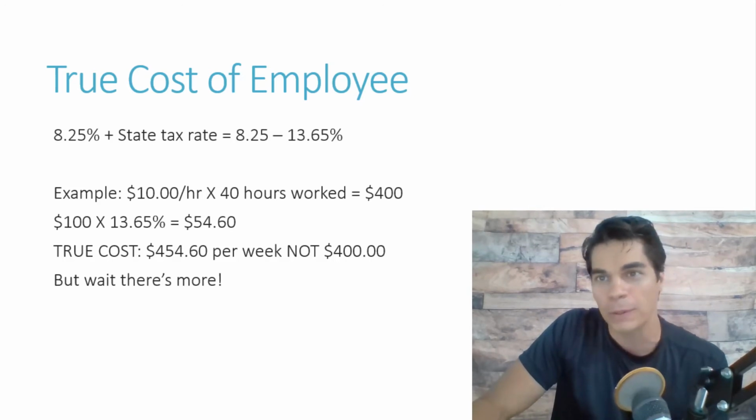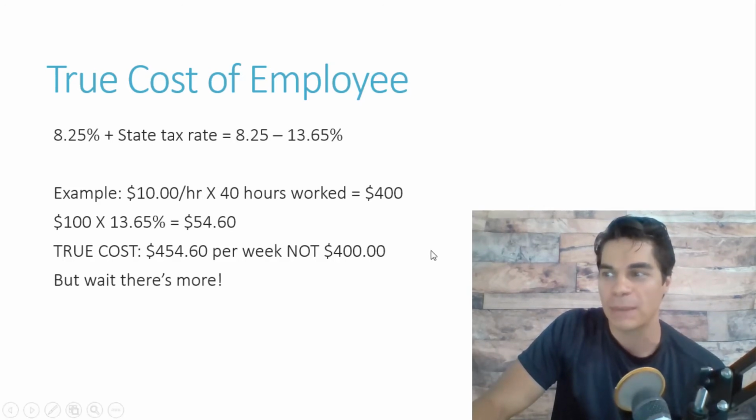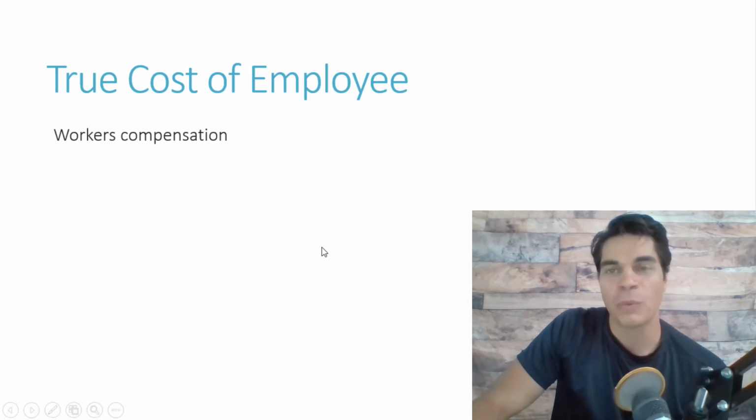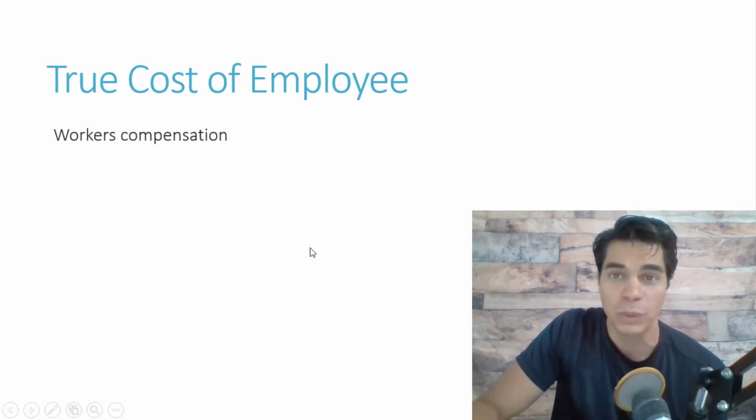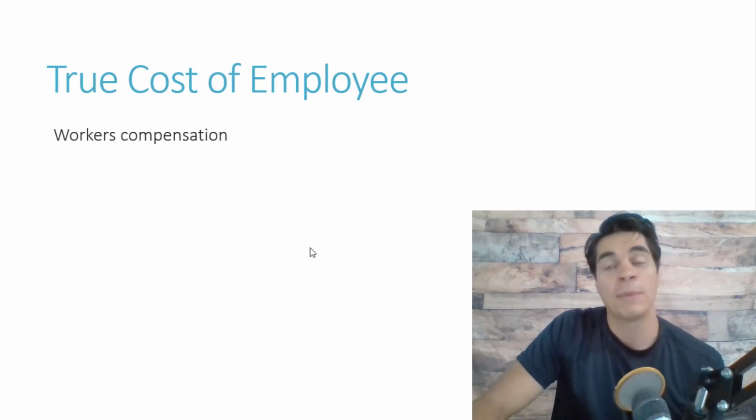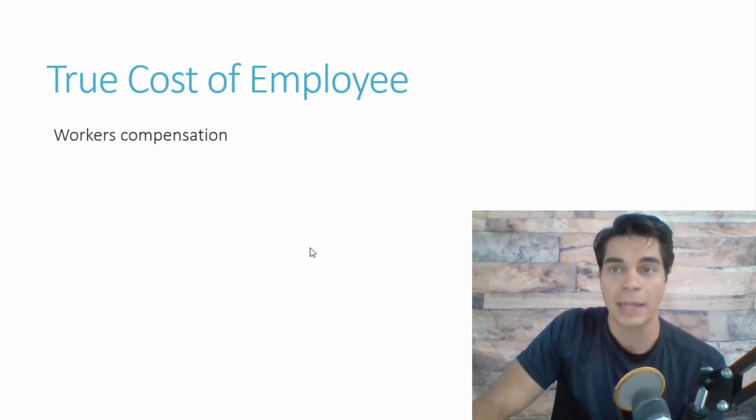But wait, there's more. There's always more, right? There's more fun. Step 3, we're going to dive into workers' compensation to get your true expense. So workers' compensation is often confused with unemployment tax, okay? But they're very, very different. Unemployment tax is known as unemployment insurance. I mentioned that earlier, but really it's an unemployment tax on businesses.